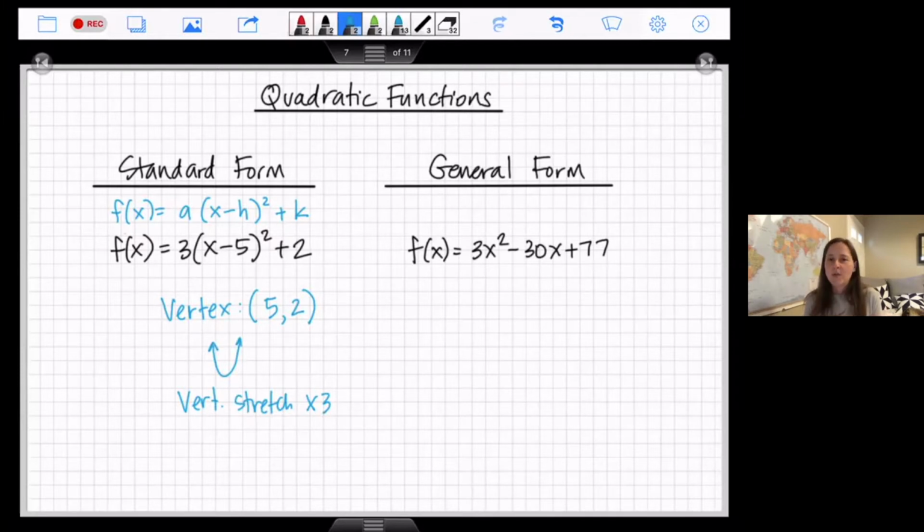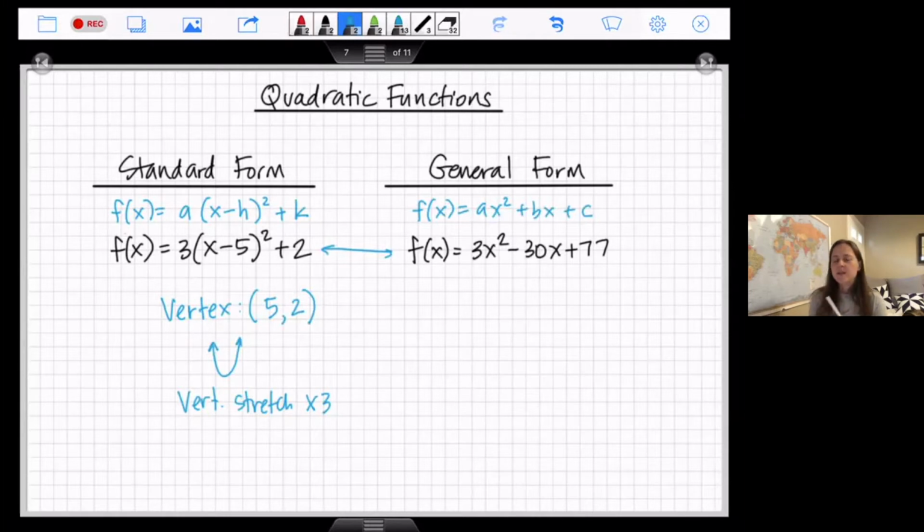Frequently what we end up with, though, is the general form over on the right-hand side, where somebody has come and FOILed out that x minus 5 and distributed the 3 and gathered up all the like terms. And now there's no way to just look at that f of x on the right and tell that its vertex is at 5, 2. These are actually the same function. If you go on Desmos and you graph both of these, you'll see that they're exactly the same quadratic function. It's just we get a lot less information from general form. And you might recognize that general form as the ax squared plus bx plus c that you used for the quadratic formula in high school.